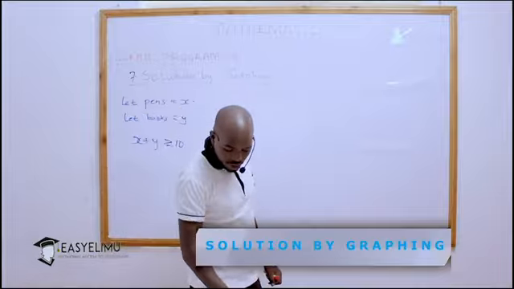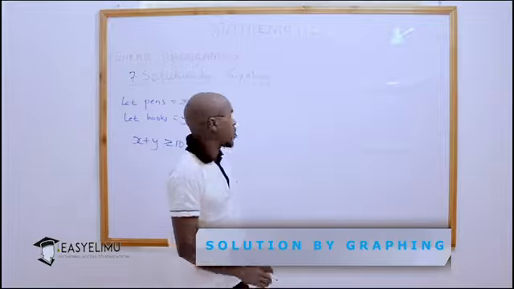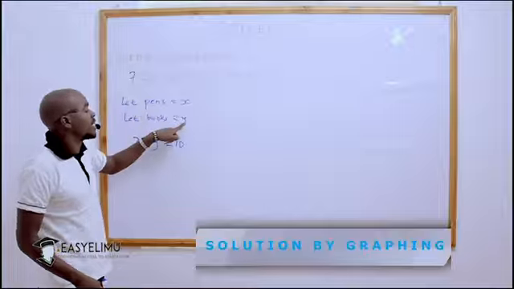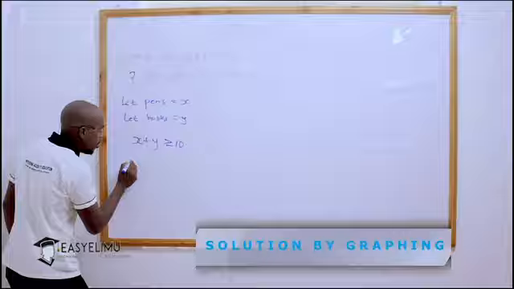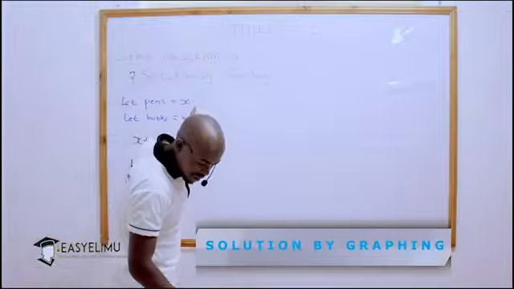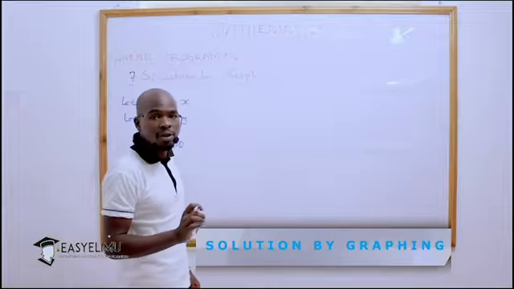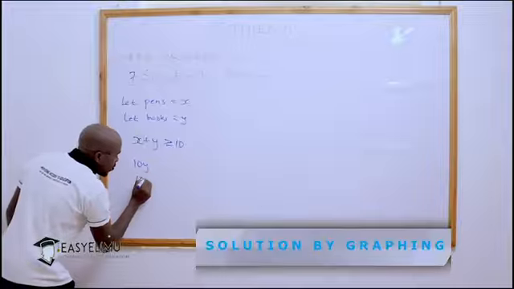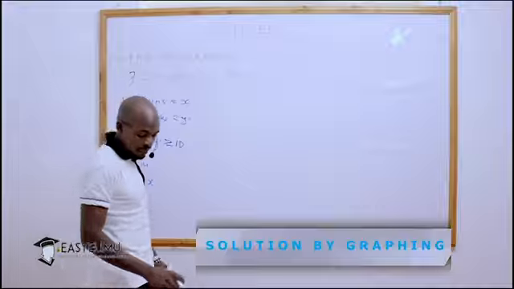From there we have been told a book costs 20 shillings and a pen costs 10 shillings. If a pen costs 10 shillings, it means the total amount spent on pens will be 10x. And a book is 20 shillings, so the total amount spent on books will be 20y.